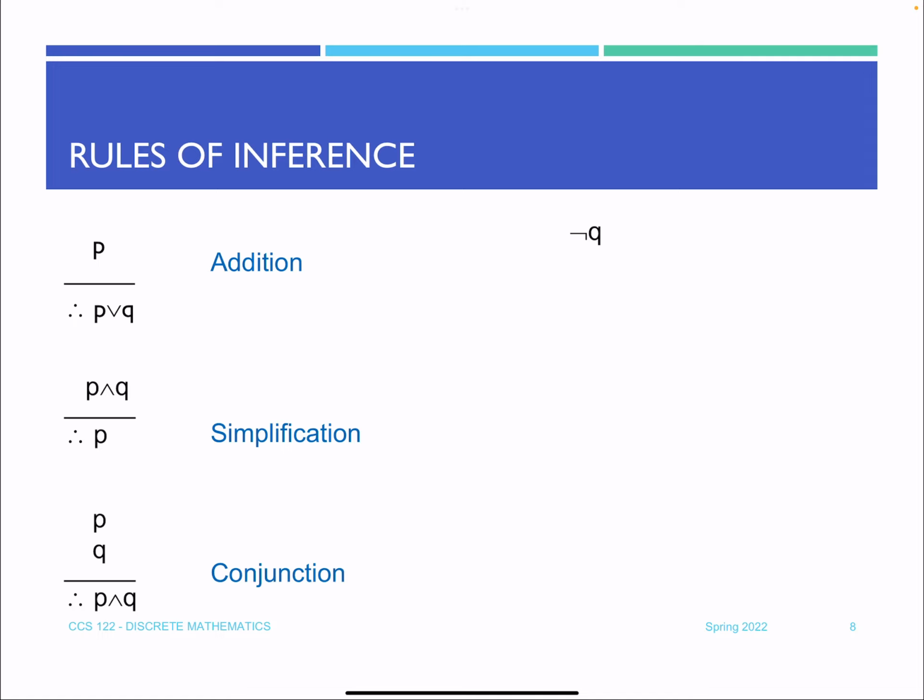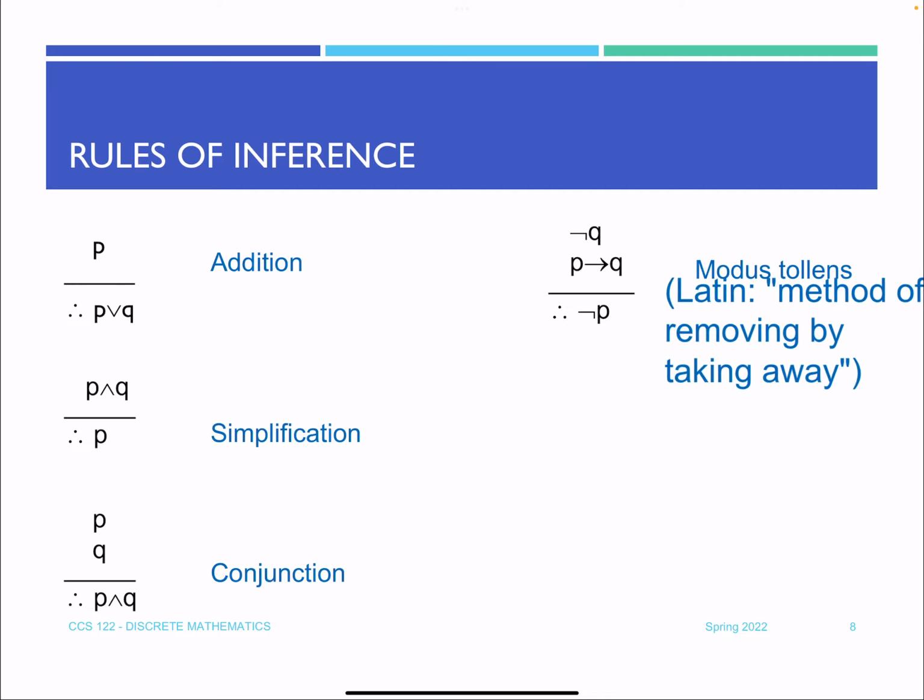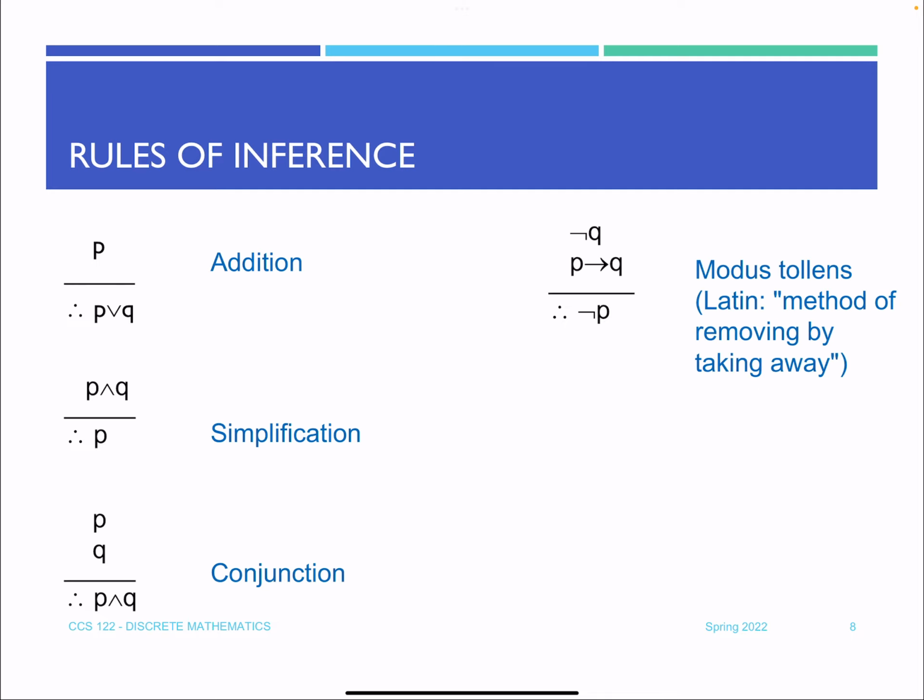If Q is not true, and if we also know that if P is true, then Q is true, therefore that means that P is not true. This one is called modus tollens. This is also Latin, and this translates something like method of removing by taking away.